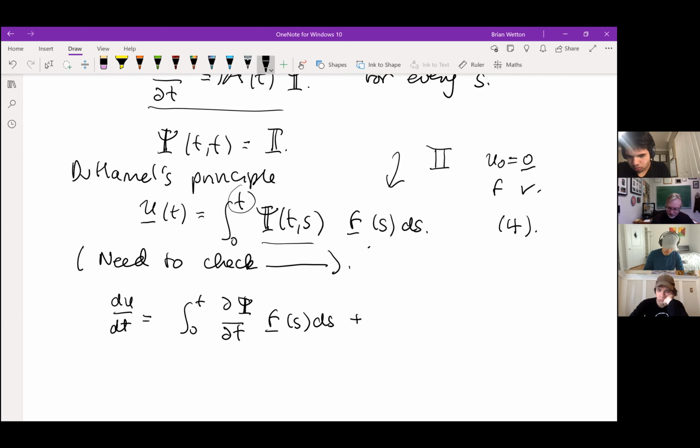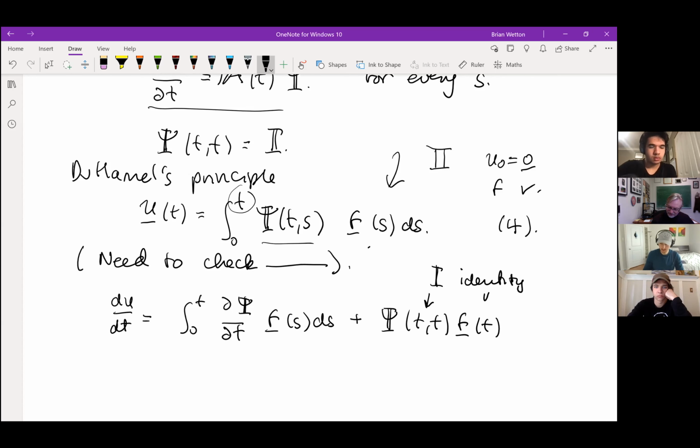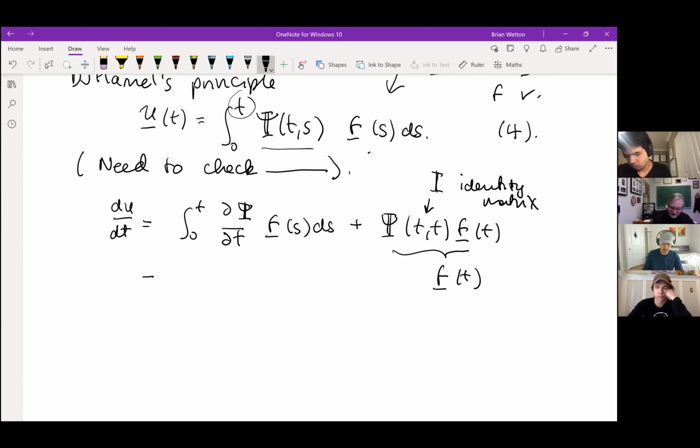And then I have to evaluate it at the upper end. This is the fundamental theorem of calculus. So this is psi t times f of t, right? And this is the identity matrix. So this is just f. Well, that's promising, right? I'm supposed to end up with A times u plus f on this right-hand side, if it really is the solution.